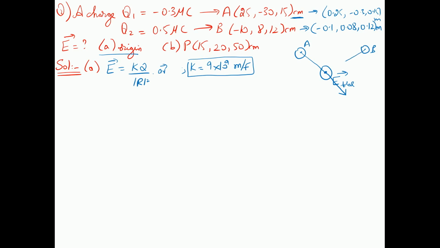Point B is having an effect on the origin, and its effect is in this direction. So this point is our origin, because we want to find the electric field at the origin, and points A and B are arbitrarily located over here. I can call this the distance from A to origin with the unit vector a_AO, and this is the distance from B to origin with a unit vector of a_BO.